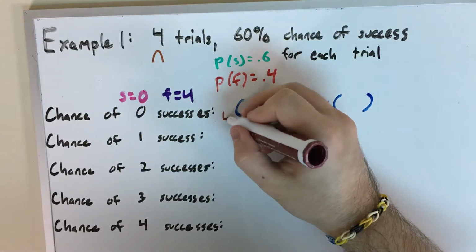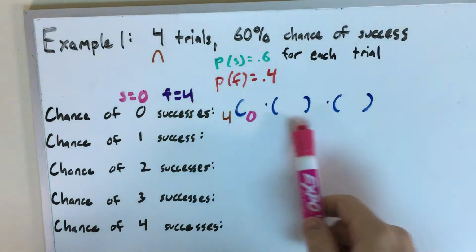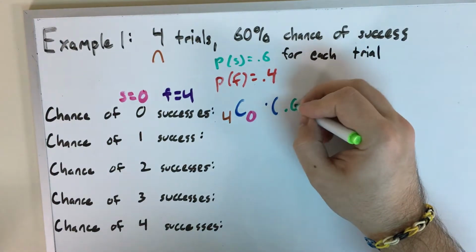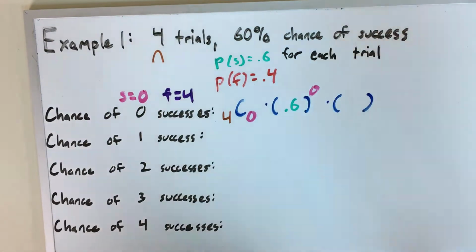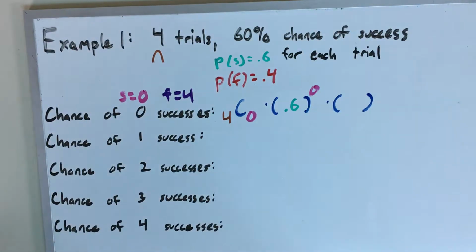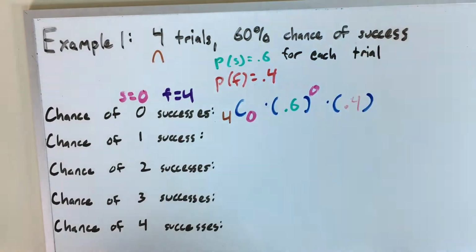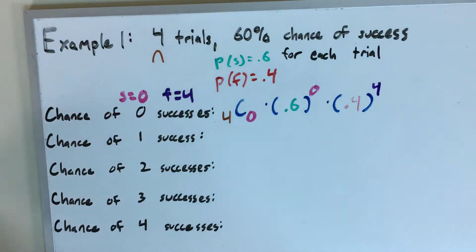This is 4 choose 0. It's being multiplied by, and I have my success spot. So the probability of a success is 0.6, and that is being raised to the 0 power, and that's being multiplied by the probability of a failure, which is 0.4, and that is being raised to the power of the number of failures, which is 4. And at this point, I can go ahead and type this into my calculator.